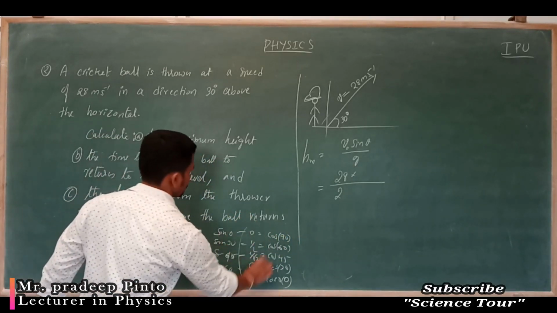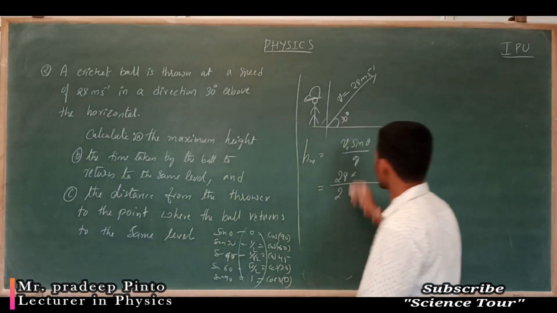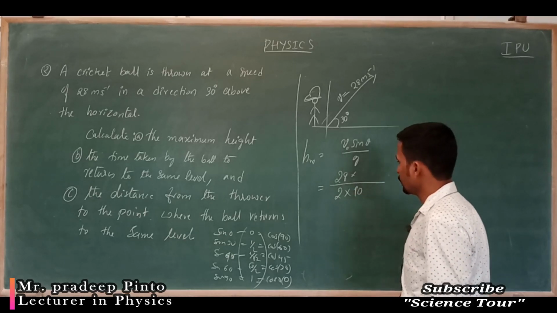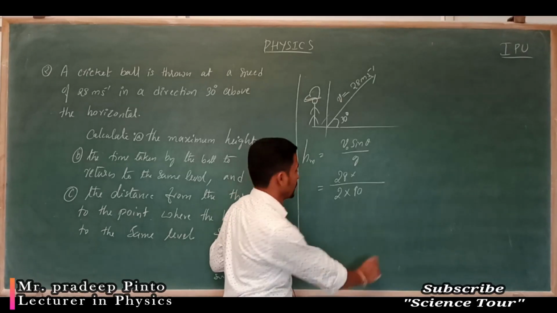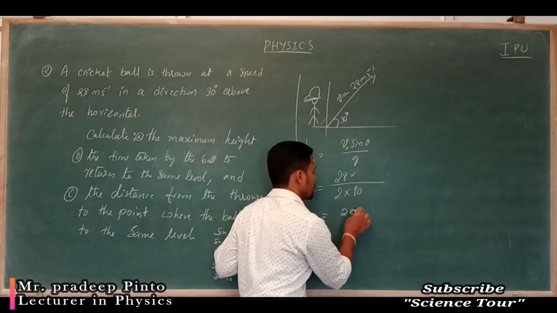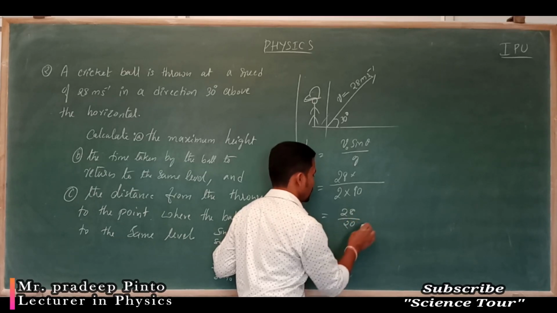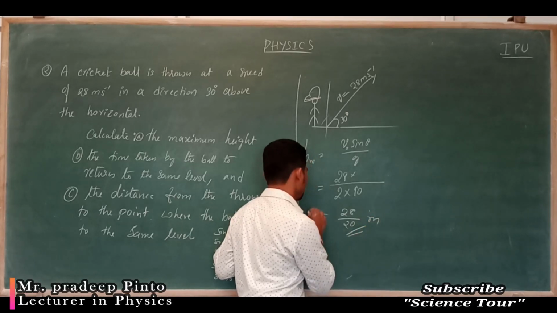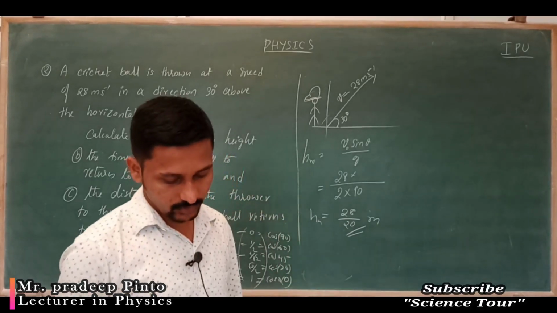So like that, sin 30 is half. So 1 by 2. G is nothing but 9.8, we are going to write down 10, isn't it? So 9.8 we have to write down 10. So what are we going to get? 28 divided by... okay, that is nothing but 20 we are going to get. This is the height, this is the height in meters.